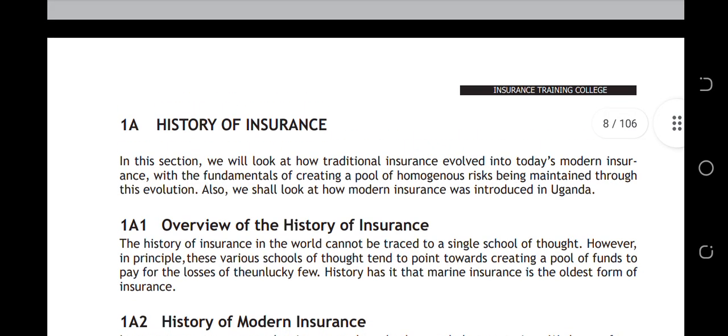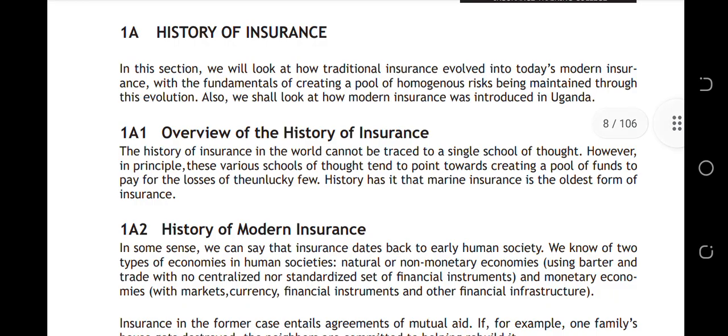Let's understand the history of insurance. This is one of the most interesting. In the history of insurance, we're going to talk about how traditional insurance developed into modern insurance, then how modern insurance came to Uganda. All in all, this introduction to insurance, the idea of insurance was mainly to create a pool of homologous funds for the risks.